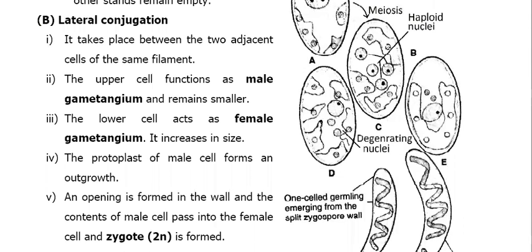The lateral conjugation. This is the other type of the conjugation, which is known as the lateral. It takes place between the two adjacent cells of the same filament.